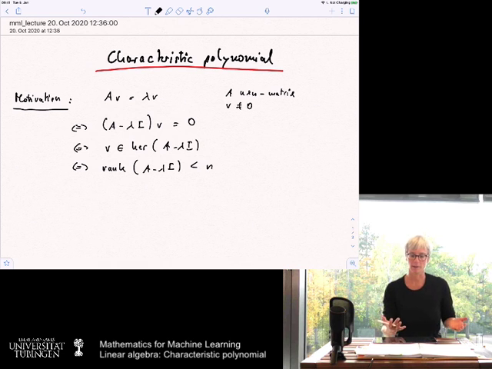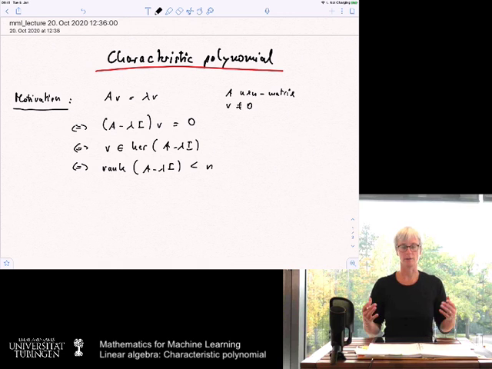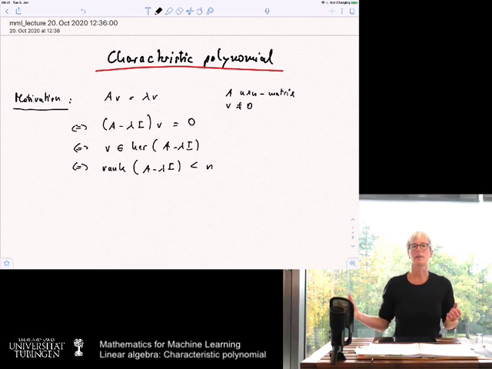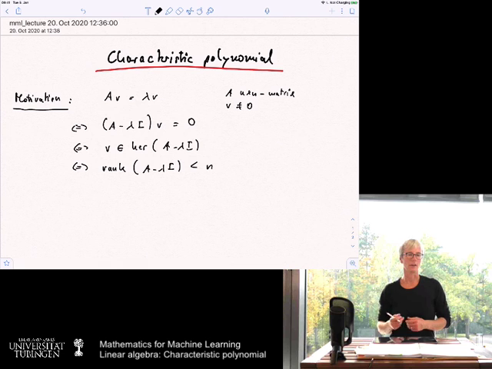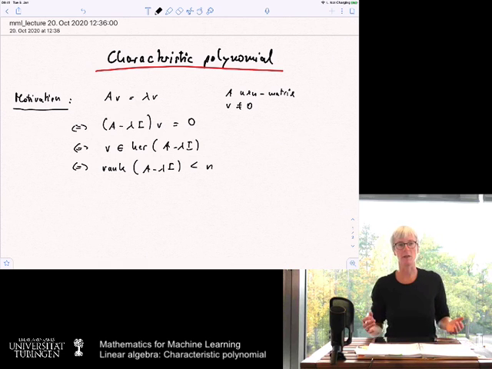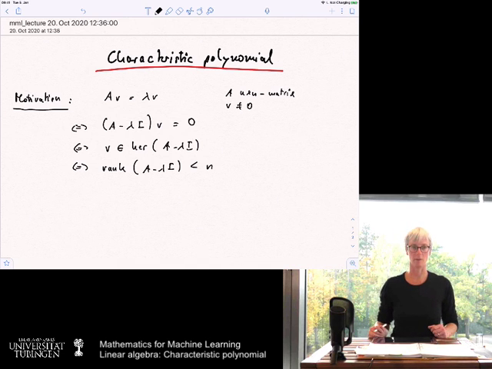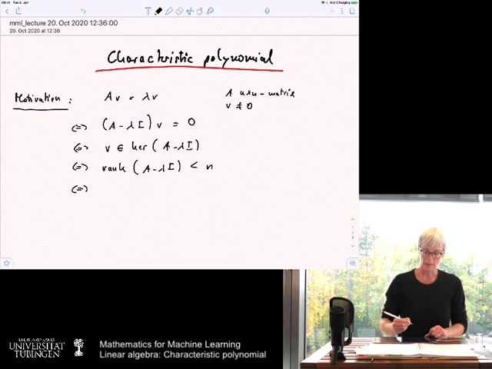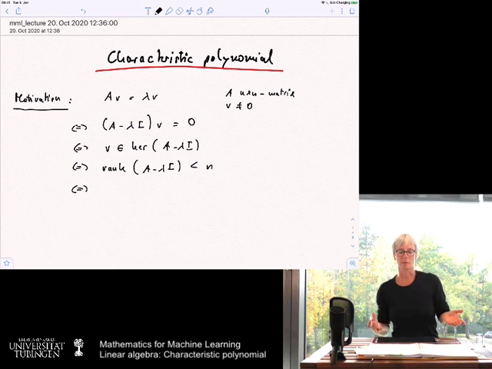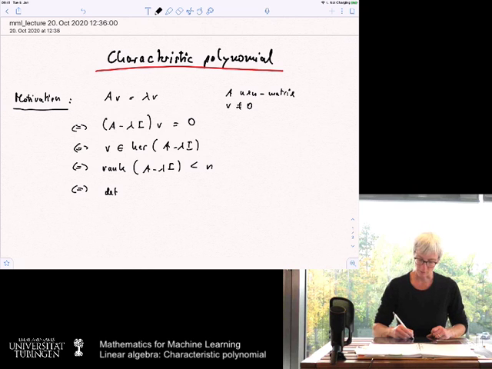So if the kernel is non-trivial, has a dimension larger than 0, so at least 1, then the range of the linear mapping has to be strictly smaller than n, and the rank of the matrix is the same as the dimension of the range of the linear mapping. So there we go. Now at the same time, we know that if the rank of a matrix is smaller than n, then the determinant of the corresponding matrix A minus lambda I has to be 0.